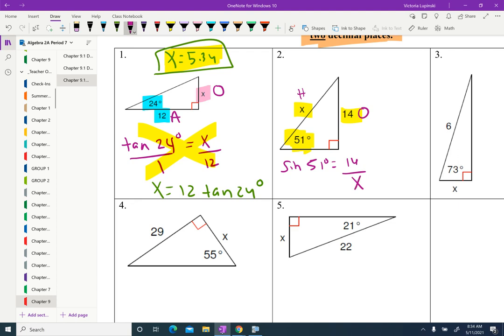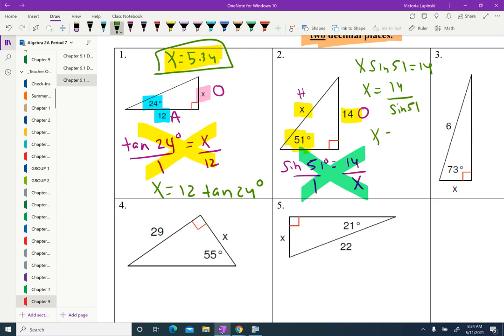Notice here that instead of having the variable in the top, you have the variable in the bottom. It's going to work a similar way with one additional step. You're again going to cross multiply. And when you cross multiply, you're going to get x times the sine of 51 is equal to 14. In order to get the x by itself, you would have to go ahead now and divide. So you're going to have to do 14 divided by the sine of 51.